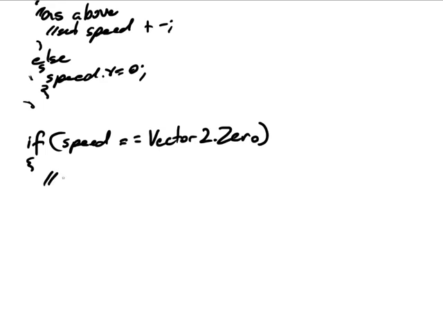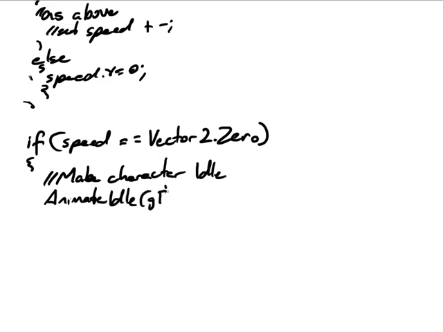So we're going to put in here, make character idle. And there's a few things we need to do in there. We need to make sure our draw width is set to idle. We don't need to set speed because we already know speed is set to 0. But we do need to make sure that our frame is pointing at the right spot. And then we can animate idle. Animate idle, game time. Finish you off.